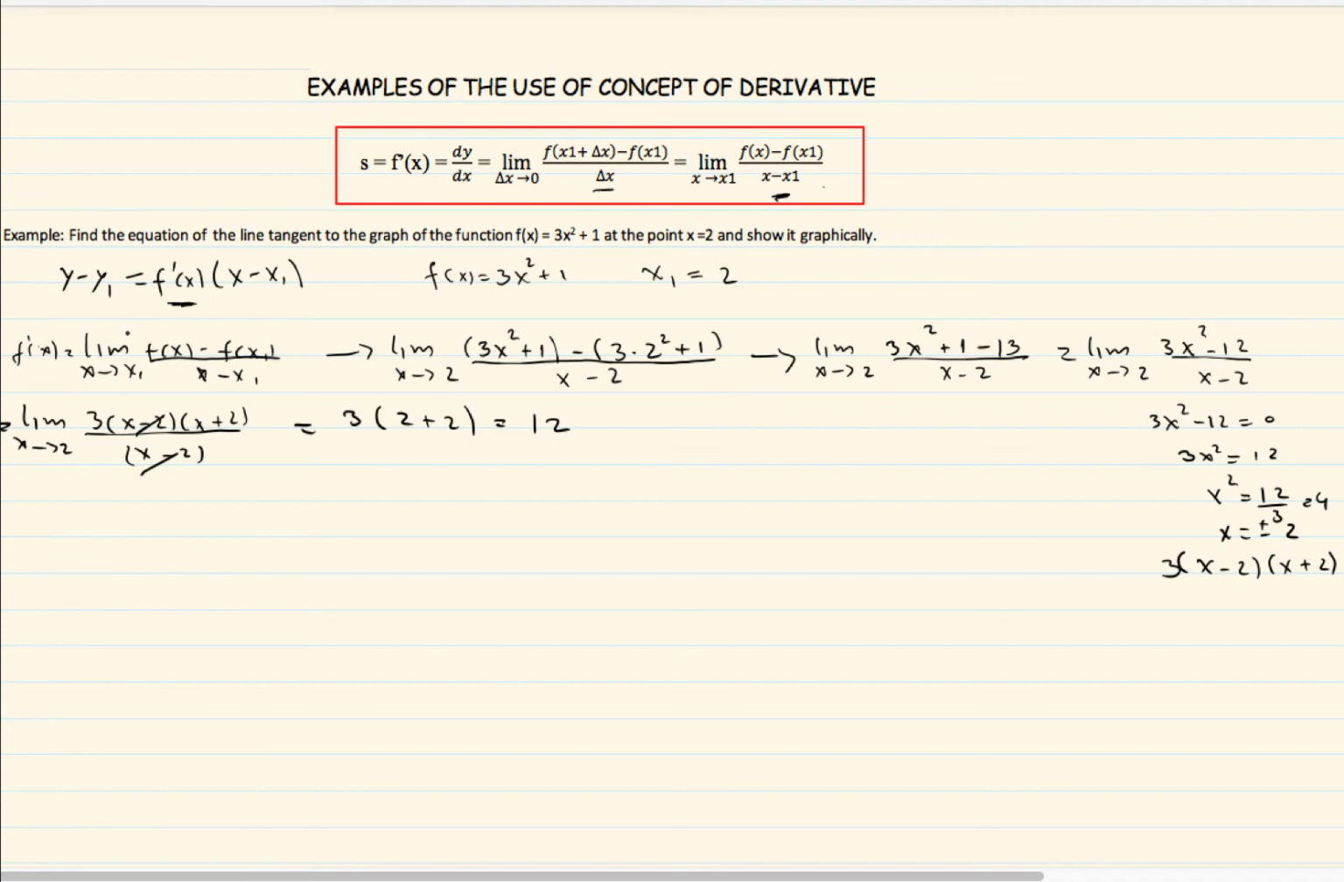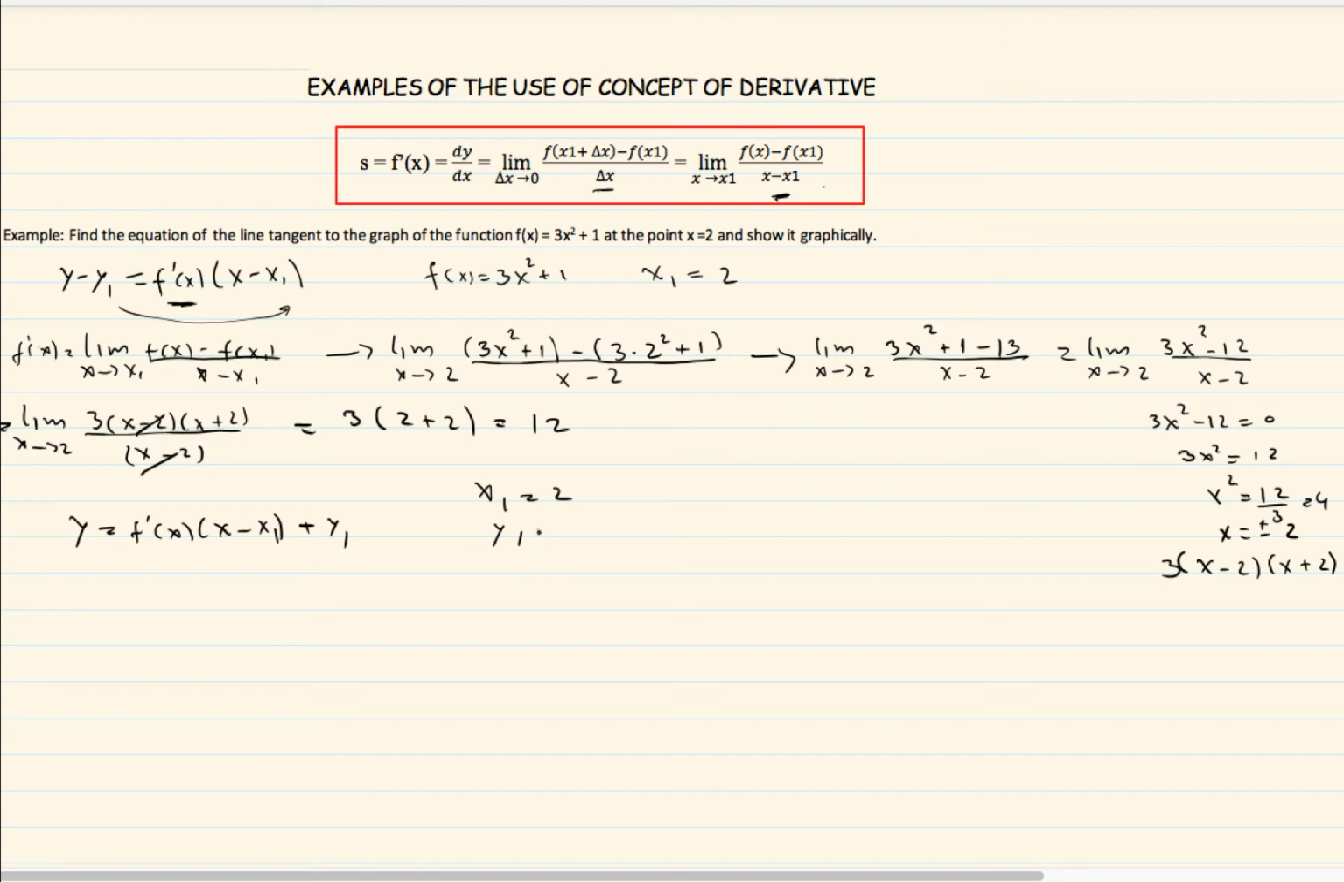So now we need to come back to the required equation. So y is equal to f dash of x into x minus x1 plus y1. We are taking this y1 and putting it on the other side. When this goes to the other side, the sign becomes plus. So this is x1. What is our x1? Well, our x1 is 2. And what is our y1? Our y1 is this function f of x when our value of x is 2.